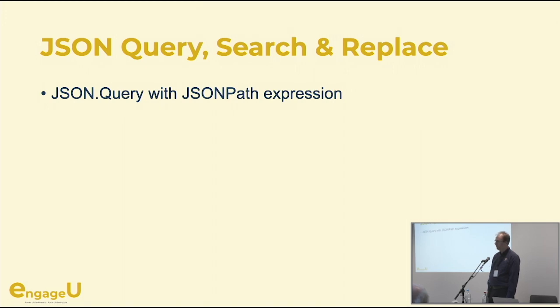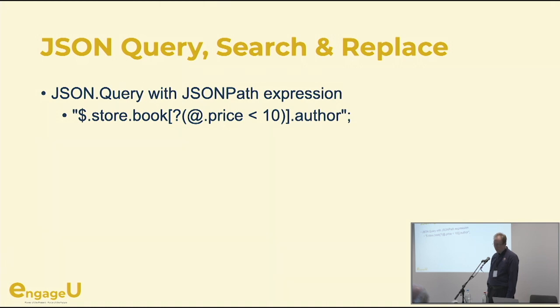We got a query function using JSON parse, looks like this, where you can ask in a JSON block of text, please find me a node, for example here, find me the store. Then there's a book array. From the book array, please pick the one with the price below 10. And from the resulting JSON blocks you found, please give me the field author. And then you just get a list of names.